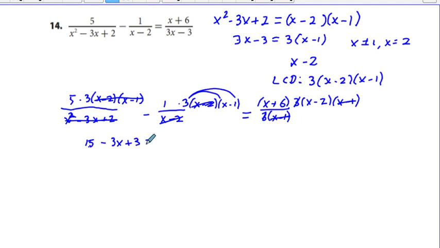And that's going to be equal to, on the right side, all we have left is this x plus 6, x minus 2. So we have x squared, and then multiplying these together, 6 times x is 6x, minus 2x, so we're going to have plus 4x. And then we're going to have 6 times negative 2, that's going to be negative 12.